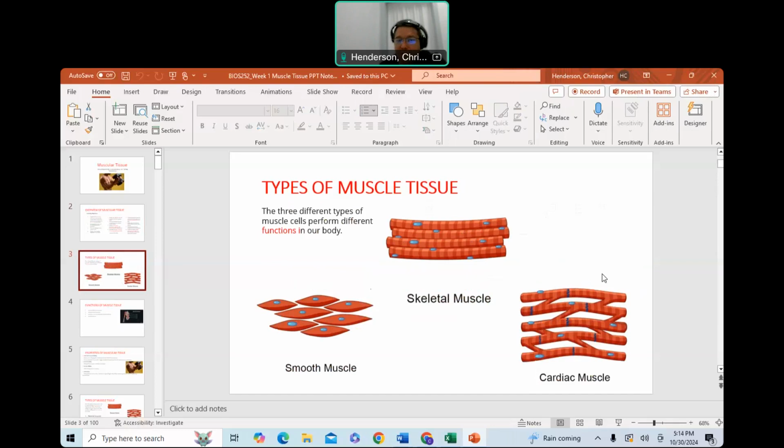Then the last one is going to be nuclei. Does it have one nucleus or more than one? Skeletal muscle is multinucleated. See this skeletal muscle cell here, this tube? It's got more than one nucleus. The rest only have one nucleus. The other thing you can look at is the shape. Skeletal muscle is going to be tubular and straight, cardiac muscle is going to be branched, and smooth muscle is going to be spindle shaped.